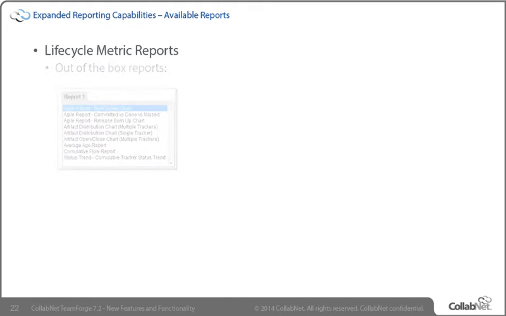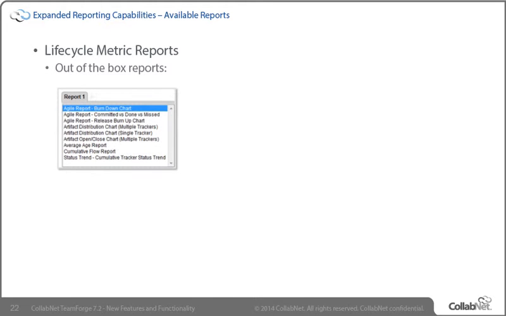Lifecycle metrics reports are constantly being added. The out-of-the-box reports include the Agile burn down and up charts, the artifact distribution charts, artifact open and close charts, average age report, the iterative cumulative flow diagram, the status trend report, and the velocity of done stories report.